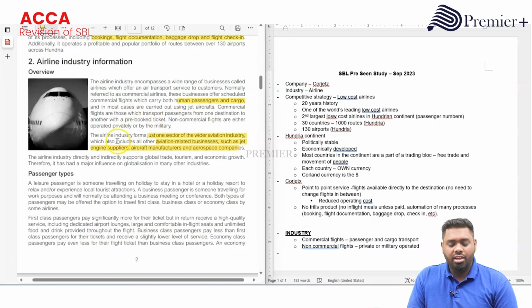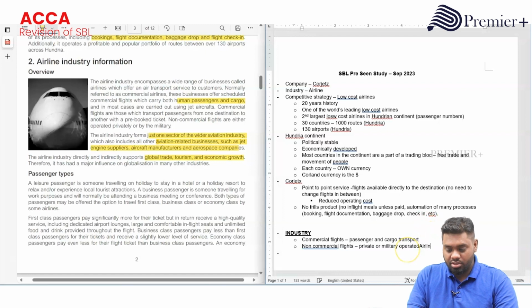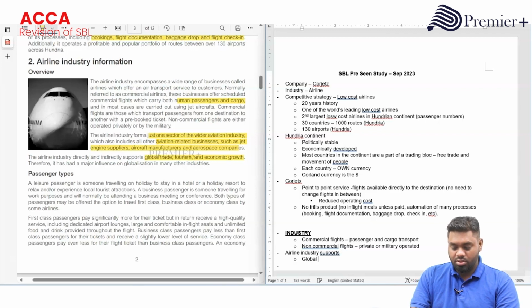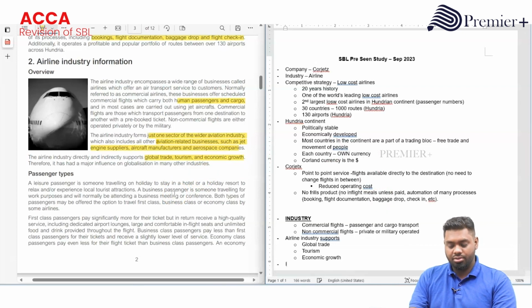No. The airline industry directly and indirectly supports global trade, tourism, and economic growth. So these are reasons for an economy to support airlines. The airline industry supports global trade, tourism, economic growth. Therefore, it has had a major influence on globalization in many other countries.